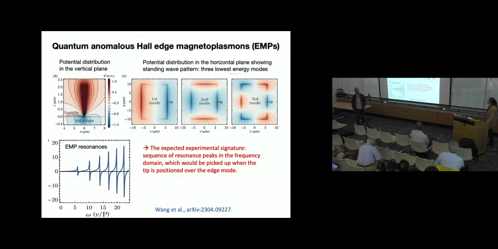So the expected MIM responses in the frequency domain for a topologically non-trivial edge state should show this sequence of EMP modes, where the positions of the resonances are determined by the Chern number and the sample geometry. So this is the experimental fingerprint that you would expect for a topologically non-trivial state. By contrast, if you had a trivial state where you had an increase in conductivity due to a doping profile or band bending, you would expect the MIM response to be featureless in the frequency domain, and you wouldn't see the resonances.